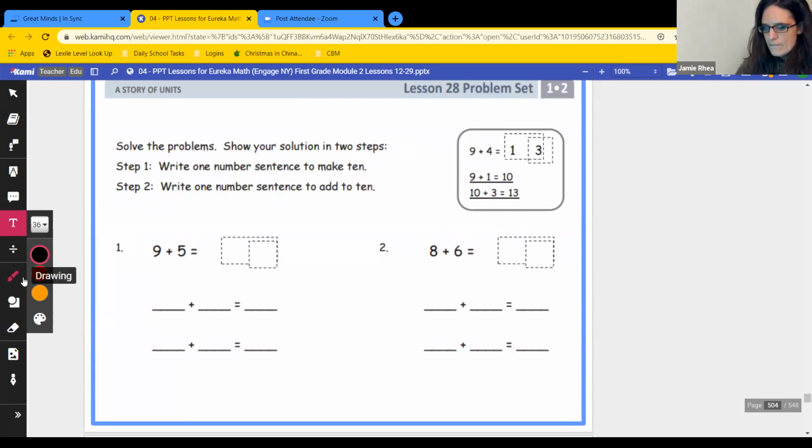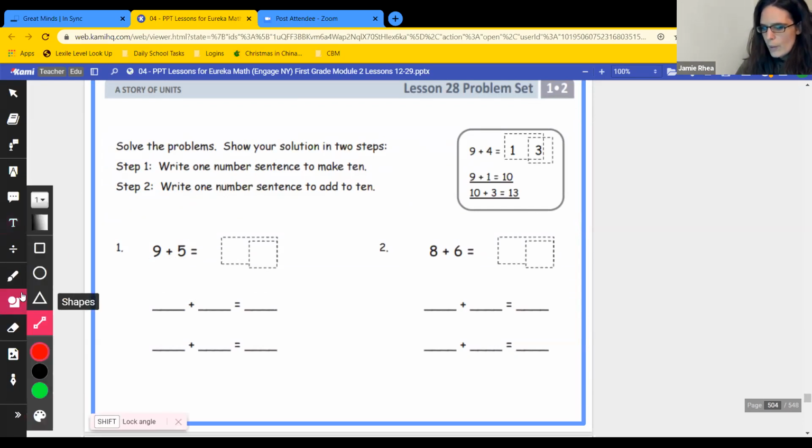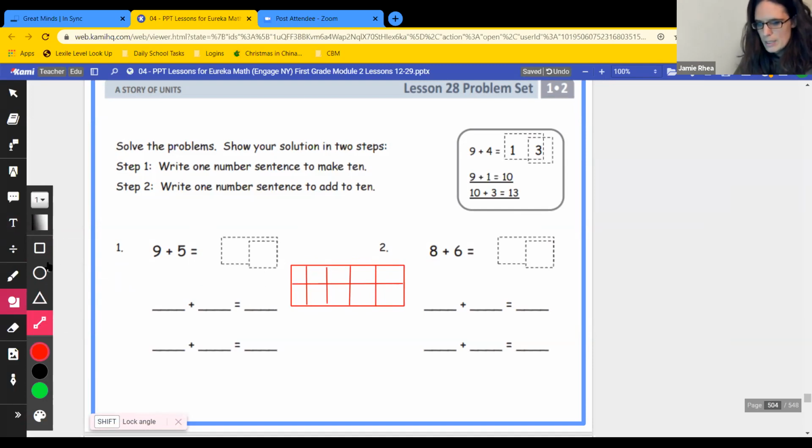9 and 5, 9 plus 5. So I'm going to go ahead and draw out my 10 frame so you guys can see it too. Okay. Let me see if I can't make this pretty. I'll try my best. All right, let's see here. 1, 2, 3, and 4. It's not exactly straight, but that's okay.